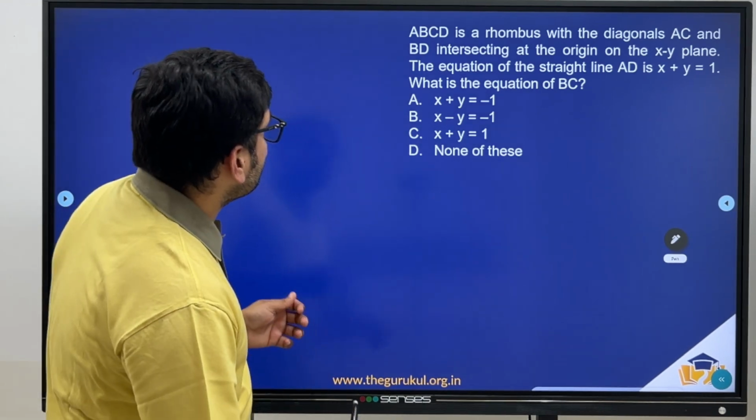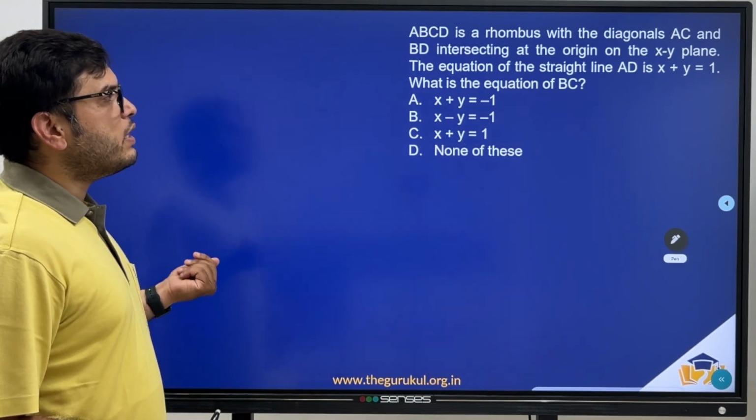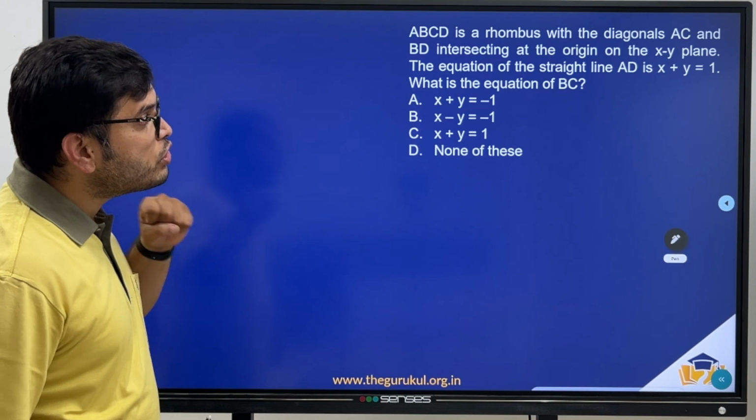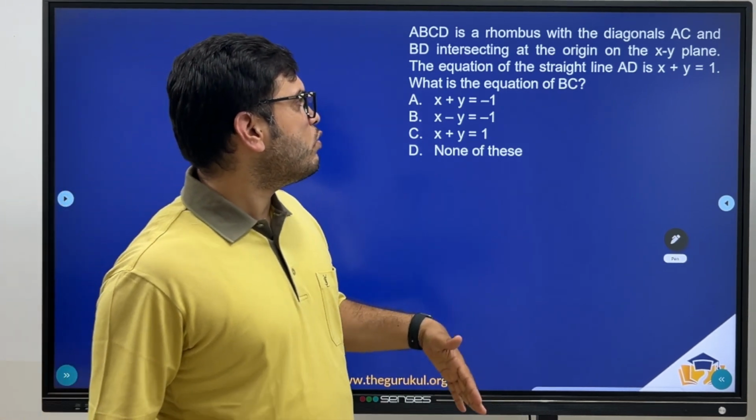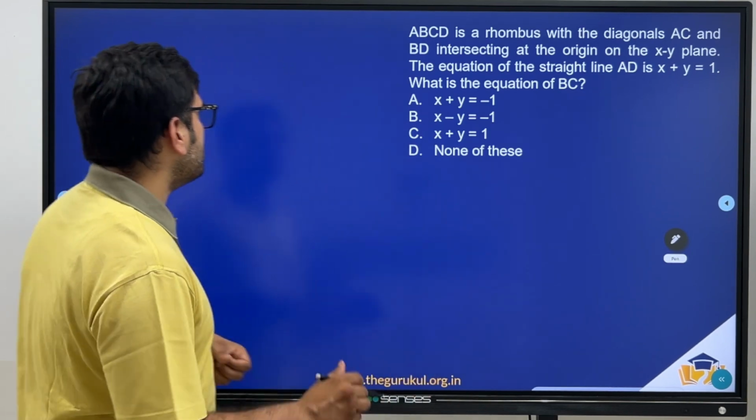Now coming to the fourth question. ABCD is a rhombus with the diagonals AC and BD intersecting at the origin on the XY plane. The equation of the straight line AD is x plus y is equal to 1. What is the equation of BC?